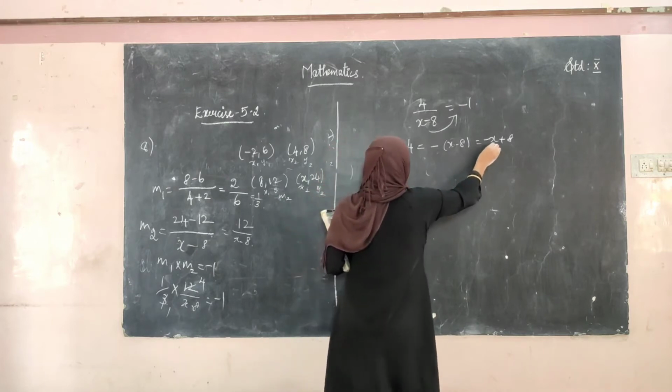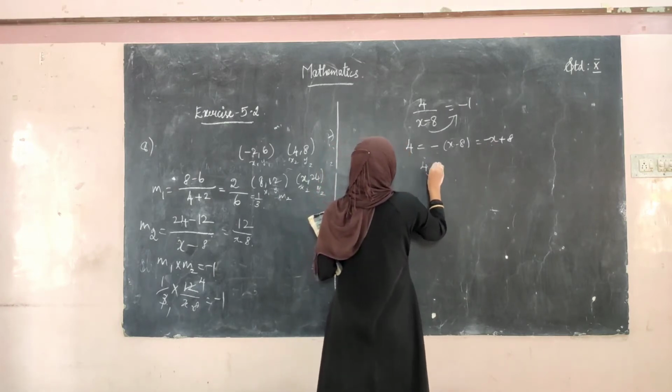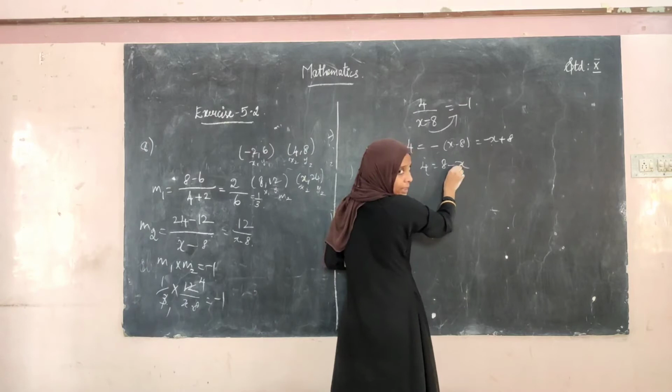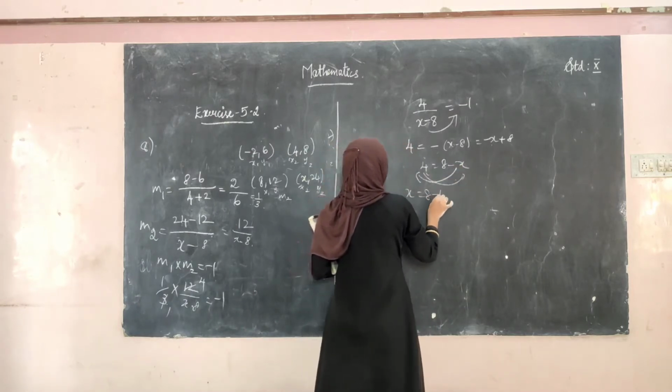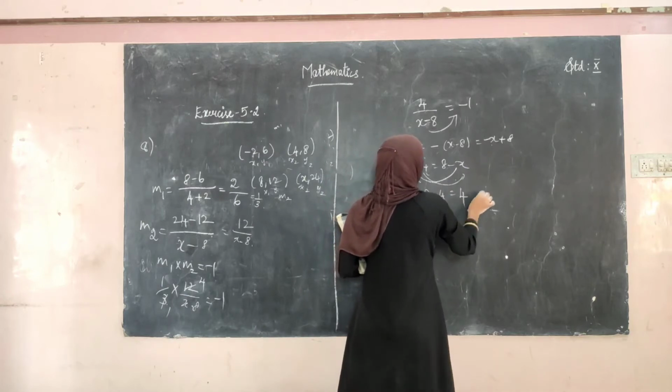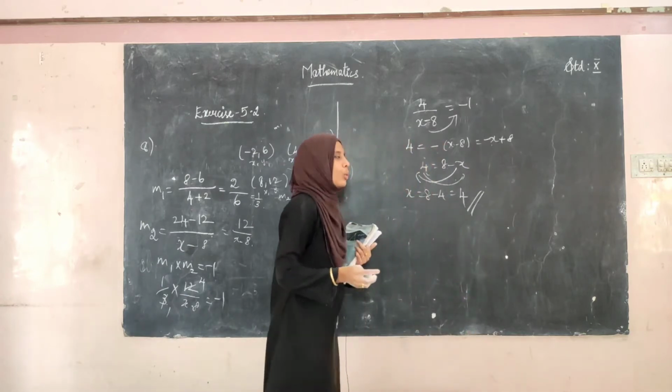Right. So what we are having, 4 is equal to 8 minus x. So bring this minus x to this side and 4 to this side. So x is equal to 8 minus 4, which is equal to 4. So what's the value of x? x is equal to 4.